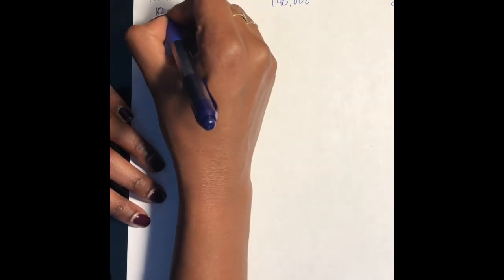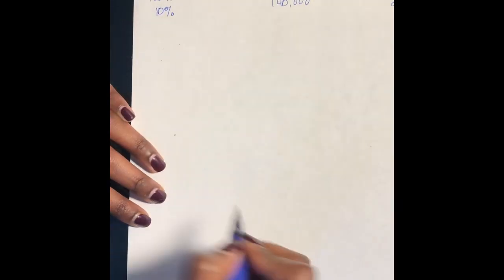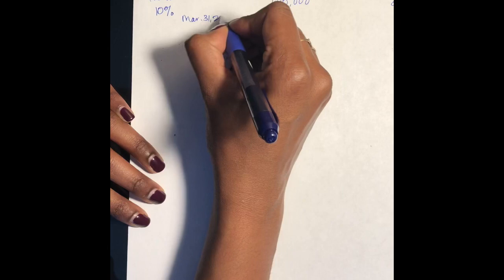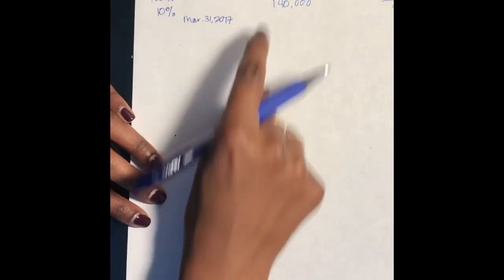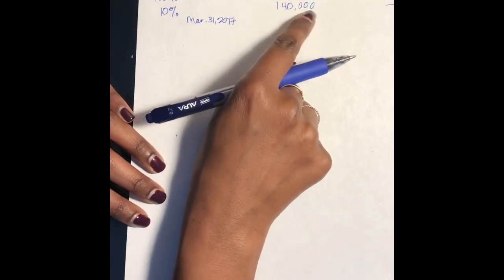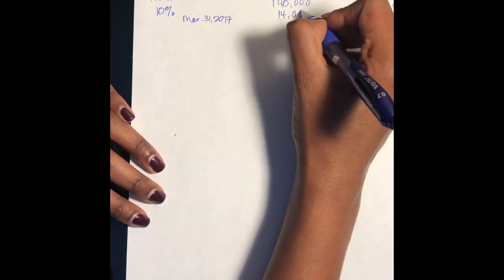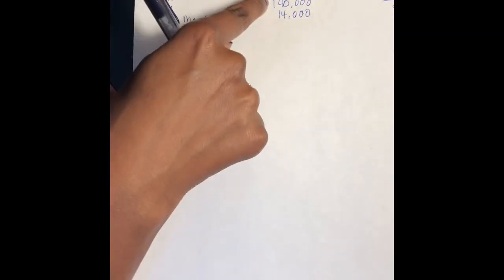But you're getting rid of the 10% in Y. That's the percent that you had before, that you initially had, okay? So you're getting rid of that 10%, which is at March 31st, 2017, your 10% is worth 140,000, right? If 100% is worth 140K, then 10% is worth 14K. Right? You just got to do 140 times 10%, 14K.